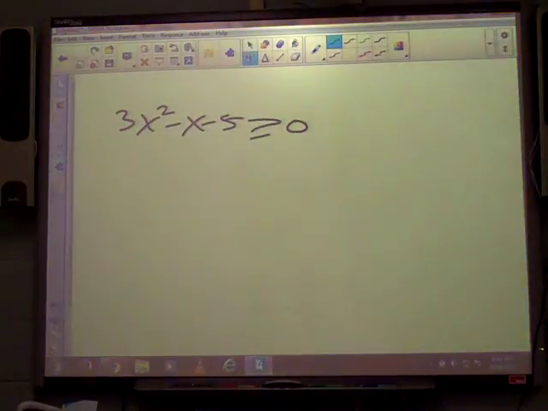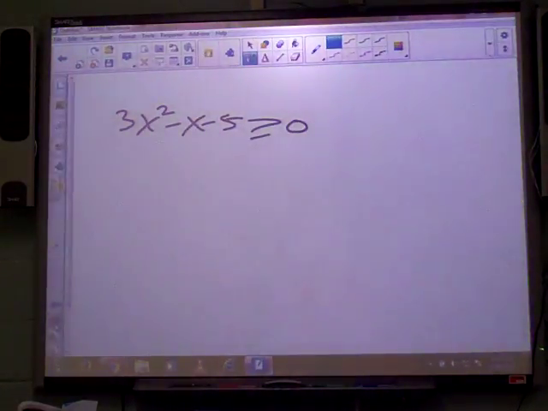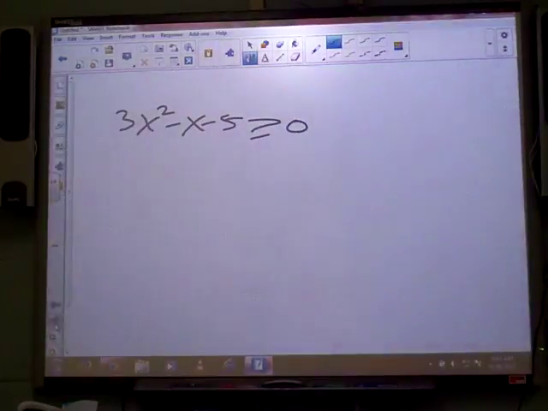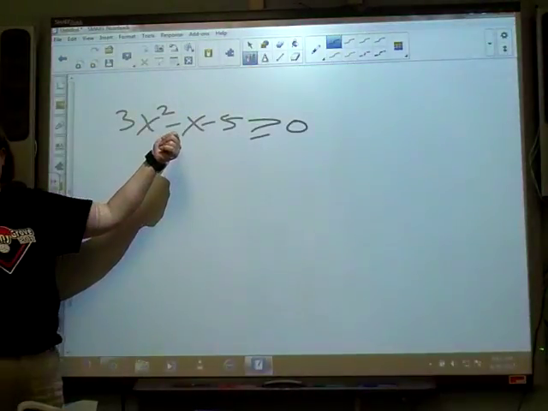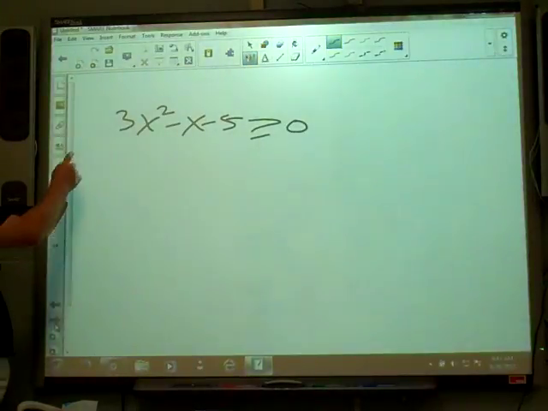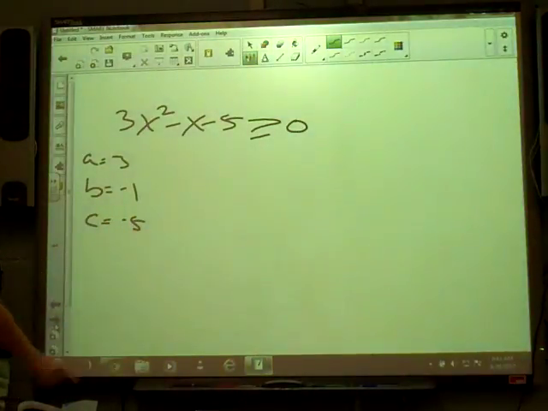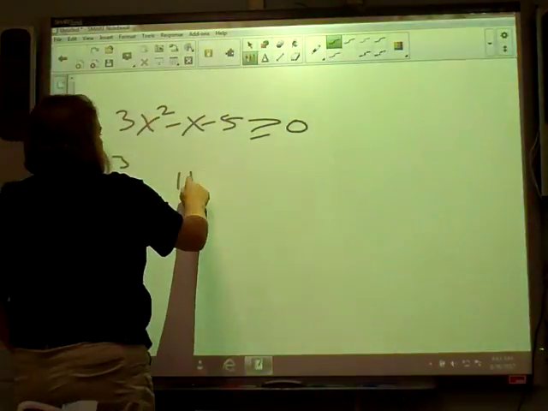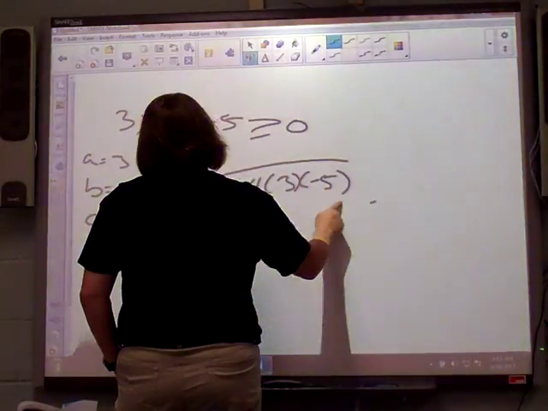Alright, we have 3x squared minus x minus 5 is greater than or equal to 0. The directions say solve, the same directions as the last problem. I'm doing a real quick check, and I know I can't factor, because a times c is negative 15, and there aren't any factors of negative 15 that add to negative 1. So I'm with you on the quadratic formula. My a is 3, my b is negative 1, and my c is negative 5. So I have negative b plus or minus the square root of b squared minus 4ac all over 2a.